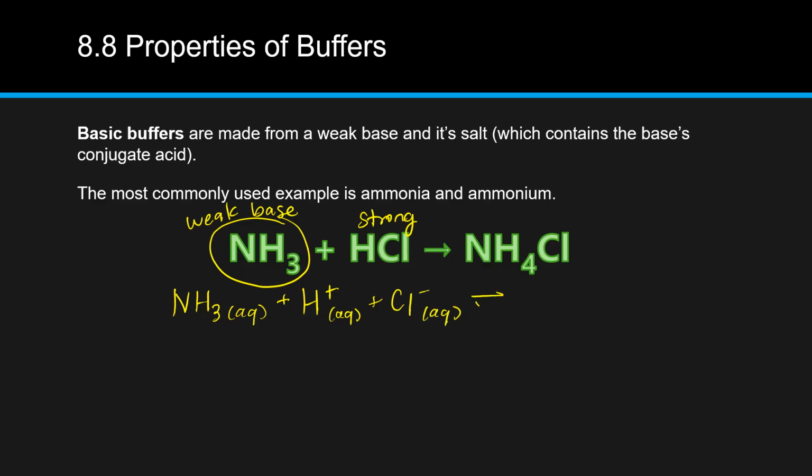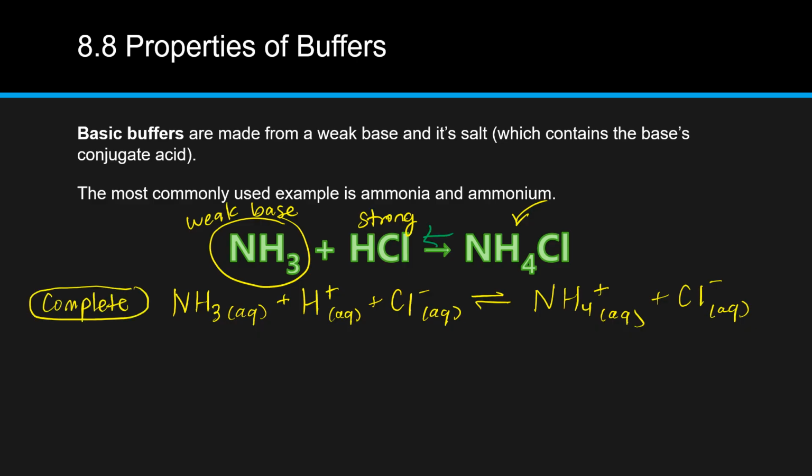And then we have ammonium chloride, which is an ionic salt, and because it has ammonium in it, we know that it's soluble. So that's going to dissolve into NH4+ and Cl-. So again, this is known as our complete ionic equation. And to get our net ionic equation, we're going to remove our spectator ions. In this case, those are the Cl- ions. So for our net ionic equation, we will have NH3, or ammonia, reacting with H+ ions to form ammonium.